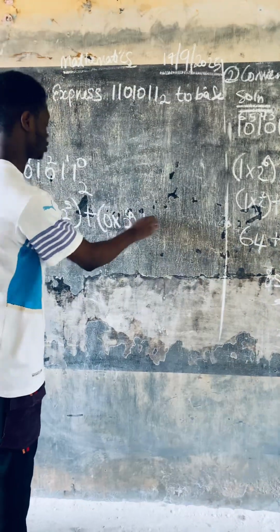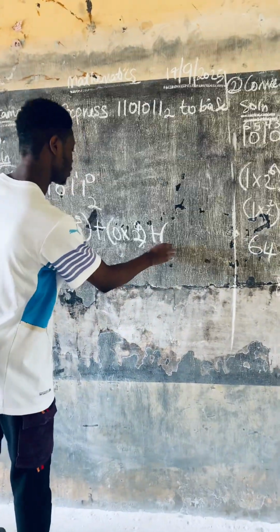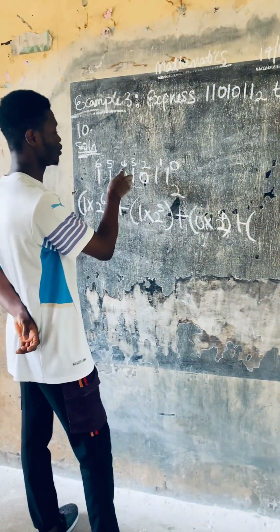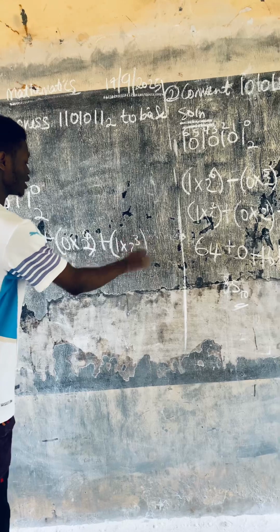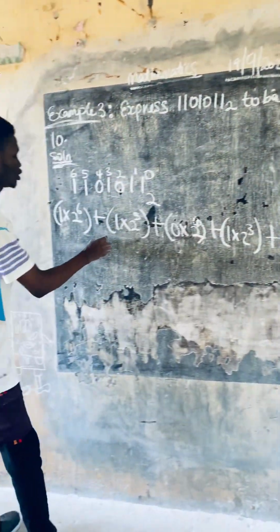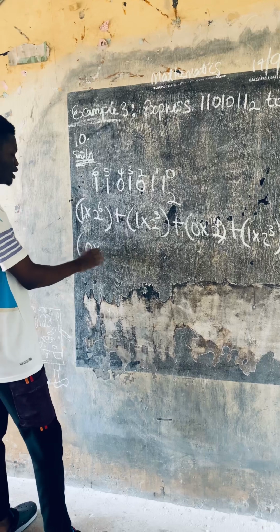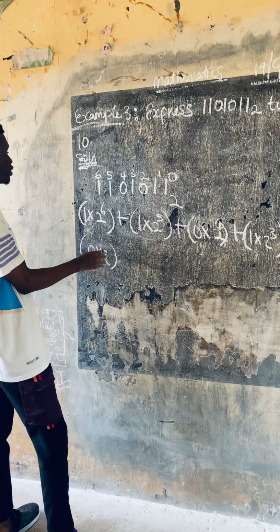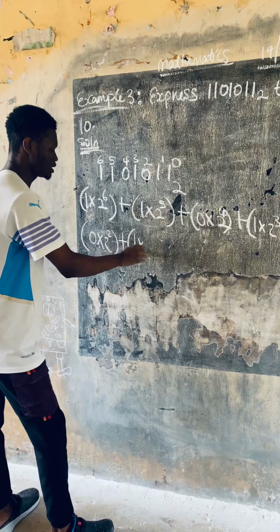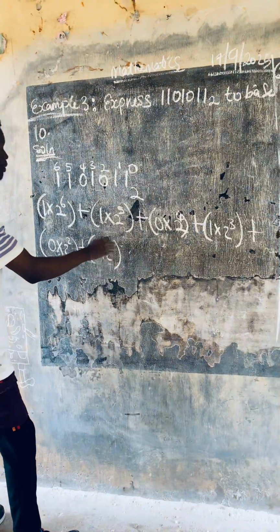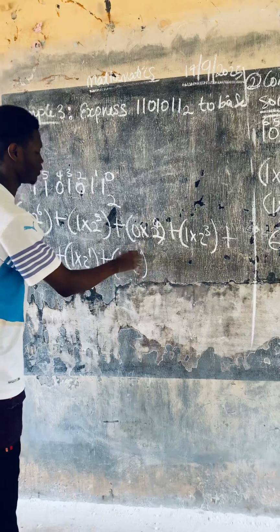Now plus 0 times 2 to the power of 4. Plus 1 times 2 to the power of 3. Plus 0 times 2, right? To the power of 2. Plus 1 times 2 to the power of 1. Plus 1 times 2 to the power of 0.